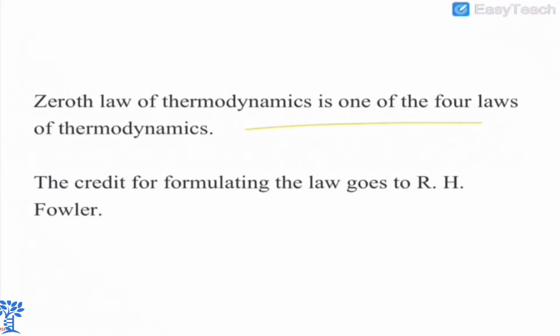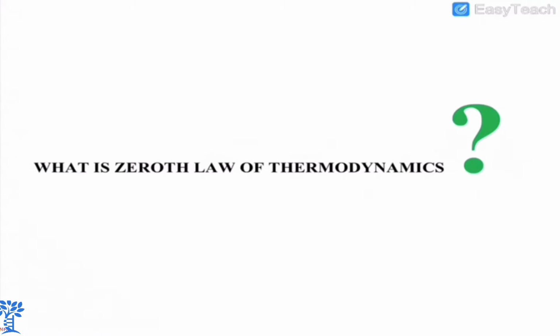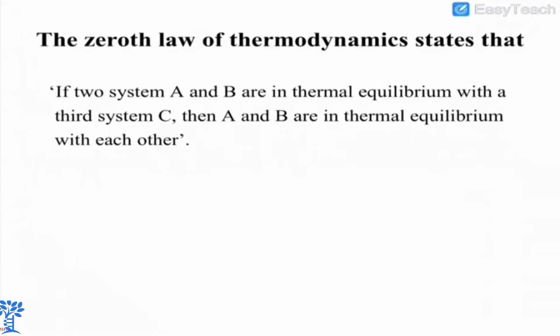Zeroth law of thermodynamics is one of the four laws of thermodynamics. The credit for formulating the law goes to R.H. Fowler. The zeroth law of thermodynamics frames an idea of temperature as an indicator of thermal equilibrium. Then, what is the zeroth law of thermodynamics? The zeroth law of thermodynamics states that if two systems A and B are in thermal equilibrium with a third system C, then A and B are in thermal equilibrium with each other.